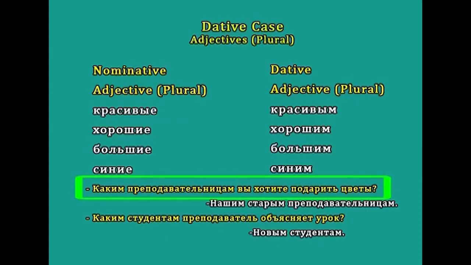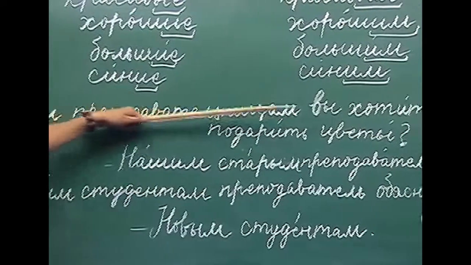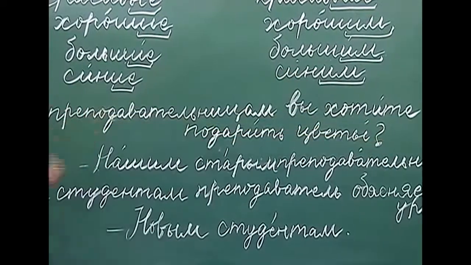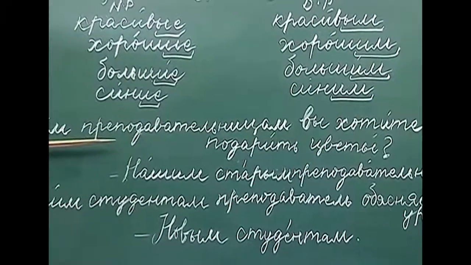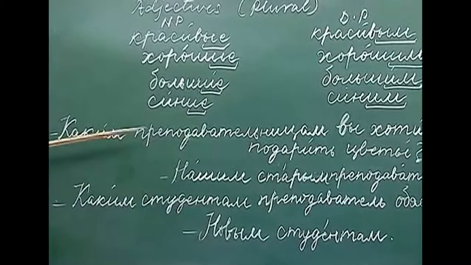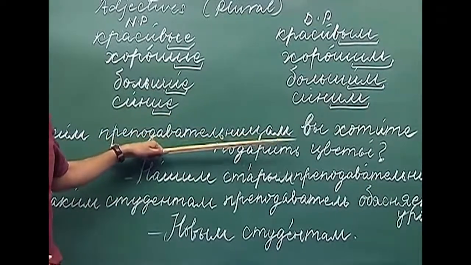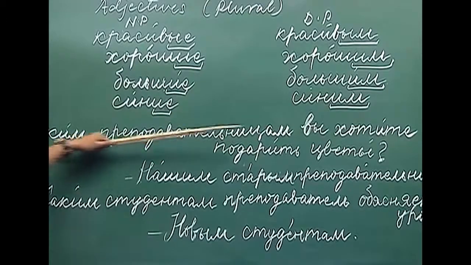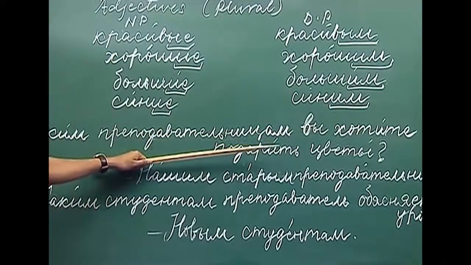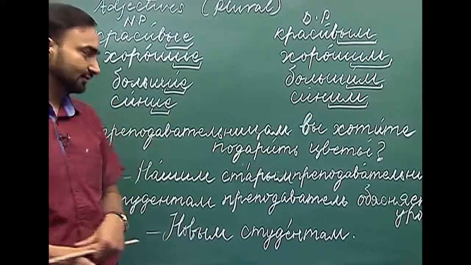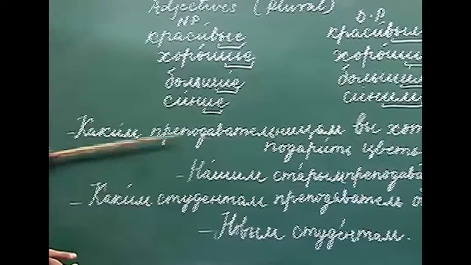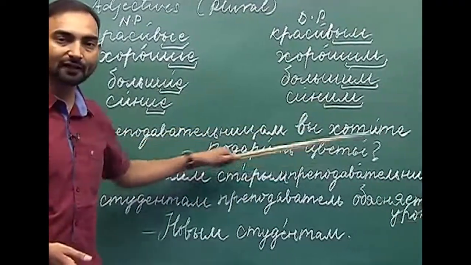Now, let us look at some of the examples. Kakim pripadavachalnitsam vikhatite padarit switi. Here the interrogative word is kakim, to which teachers. Pripadavachalnitsa is a female teacher. Padarit is to give a gift or to gift someone something. So, to which female teachers do you want to give flowers?